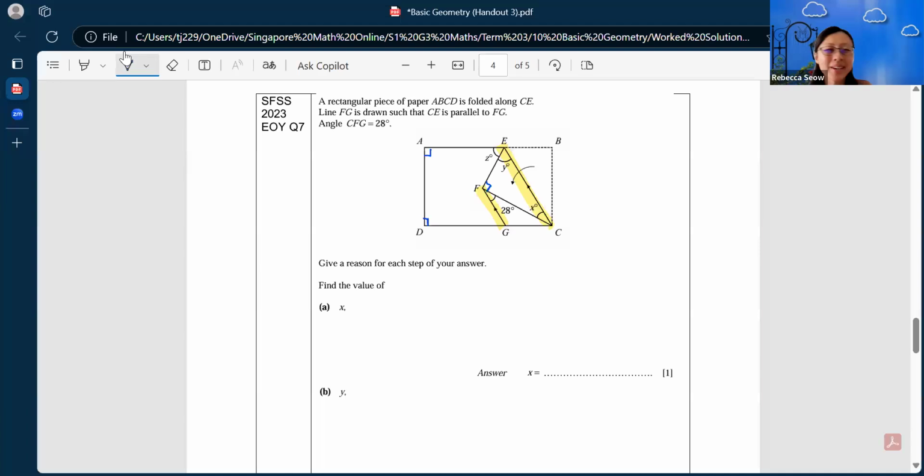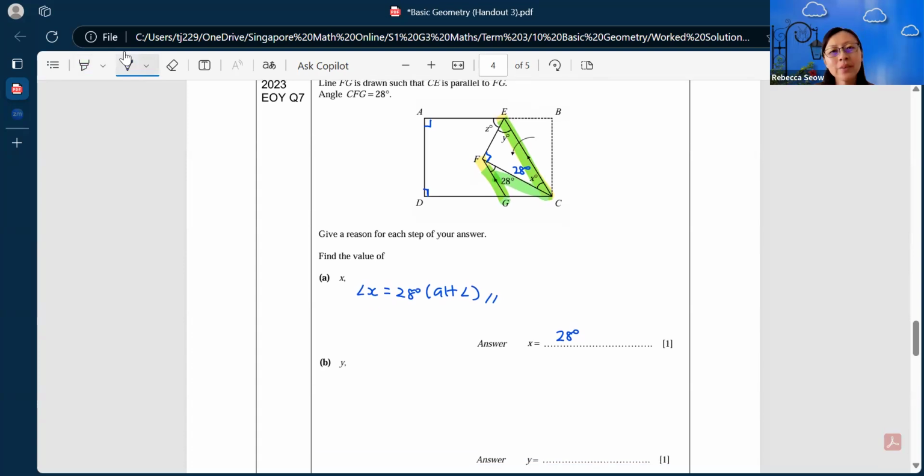If you notice, this is where our parallel lines come in helpful, because I can actually see alternate angles. So angle X is 28 degrees due to alternate angles. All right, next one, angle Y. Within this particular triangle, CEF, you have two known angles. We can now find angle Y by the sum of angles in a triangle being 180 degrees.